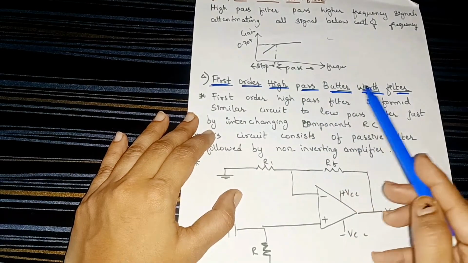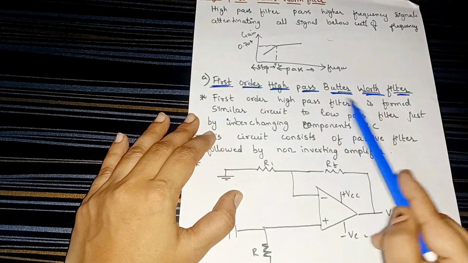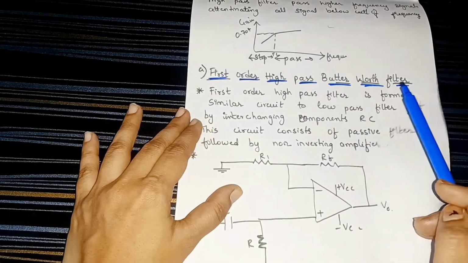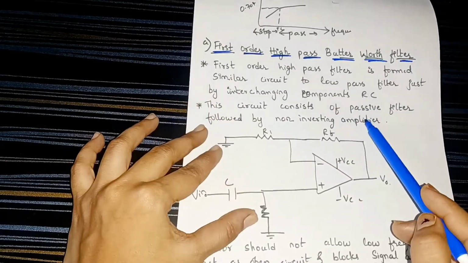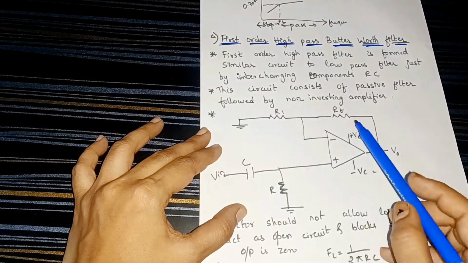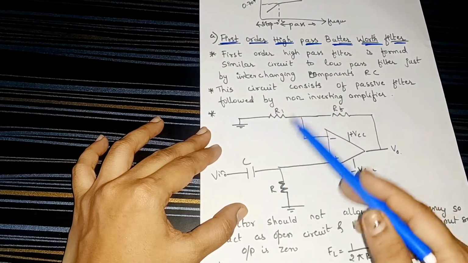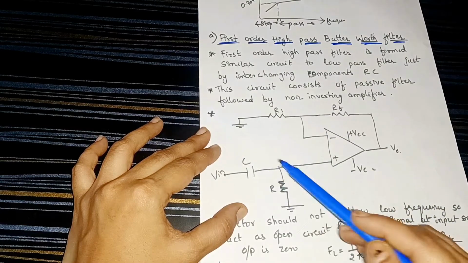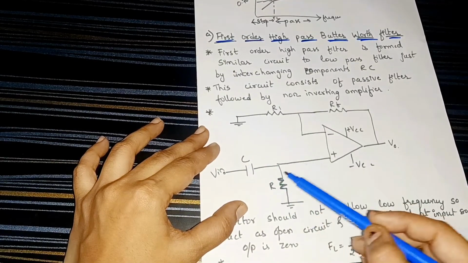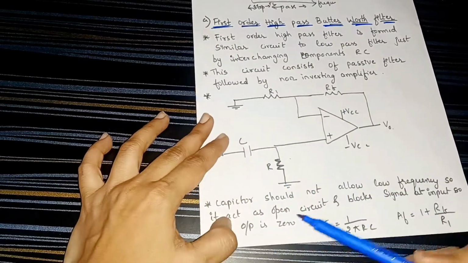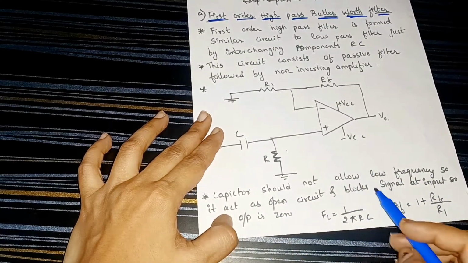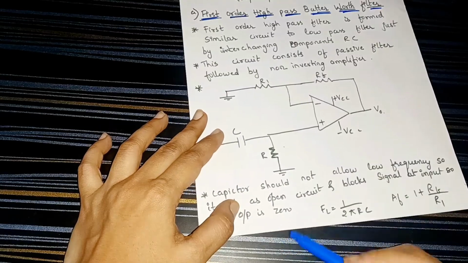In the first order high pass filter, the circuit is similar to the low pass filter, just interchanging the components of RC. This circuit consists of a passive filter followed by a non-inverting amplifier. We interchange the resistor and capacitor places, so we give the input to the capacitor and place the resistor after it. The capacitor should not allow low frequency, so it acts as an open circuit and blocks the signal at the input, so the output is 0.